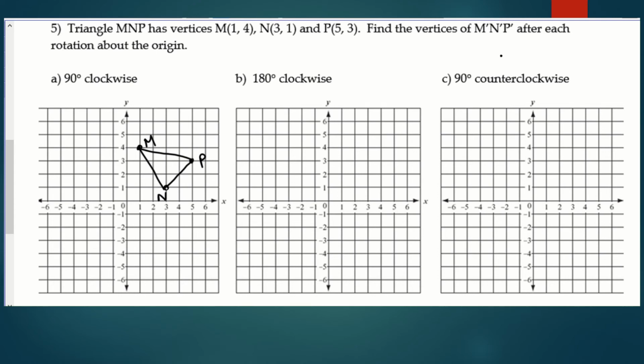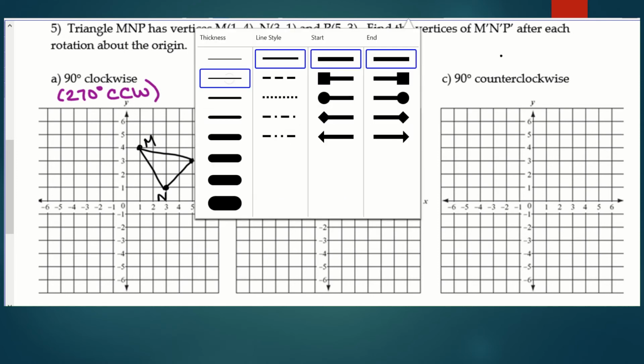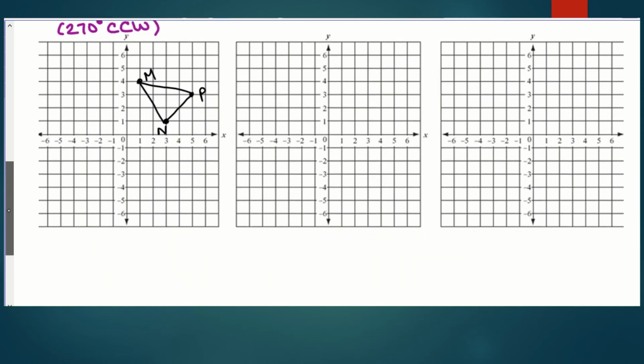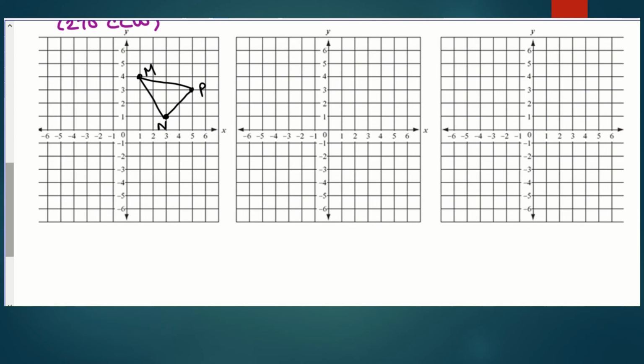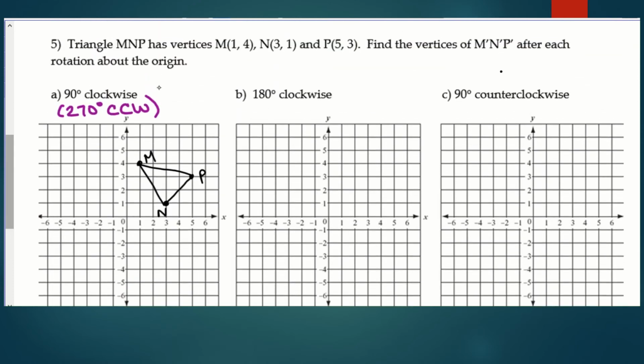Okay, so we're going to rotate this 90 degrees clockwise. Now 90 degrees clockwise is actually the same as 270 degrees counterclockwise. So if I know the rule for 270 degrees counterclockwise, I can quickly find the points of M prime, N prime, and P prime. My rule, and I'll write it up here, for 270 degrees counterclockwise is (x, y) goes to (y, negative x).